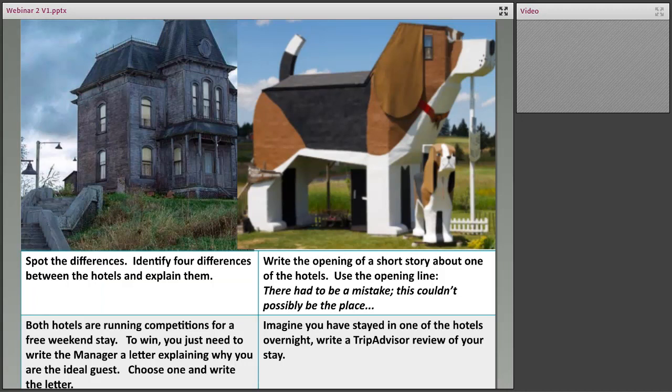And then both hotels are running competitions for a free weekend stay. To win, you just need to write the manager a letter explaining why you're the ideal guest. Choose one and write the letter. And then the next one is, imagine you've stayed in one of the hotels overnight, write a TripAdvisor review for your stay. Okay, so that's just four ideas there, and obviously you can do lots more with it.